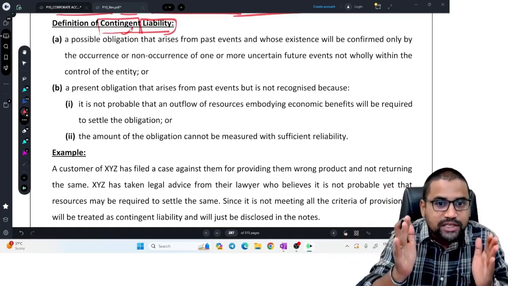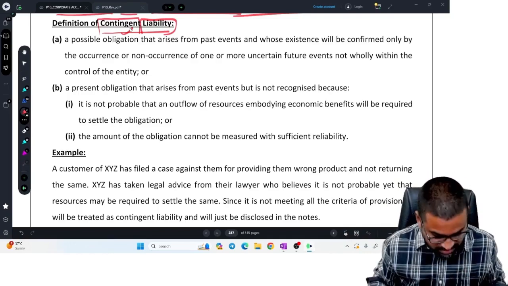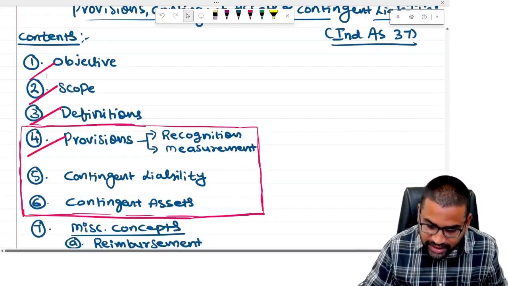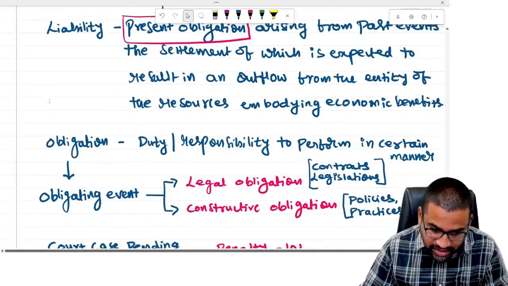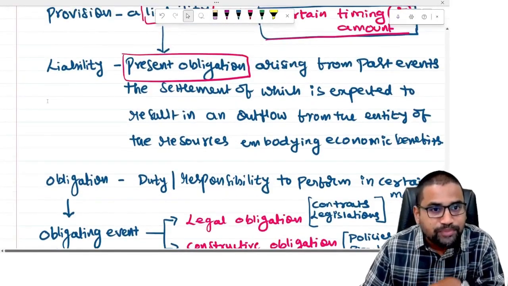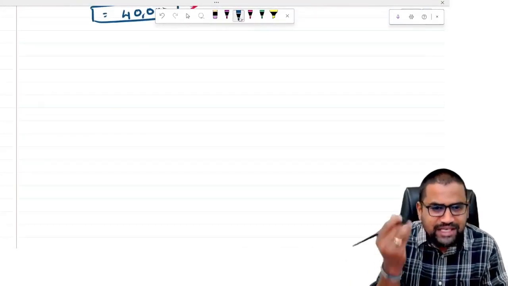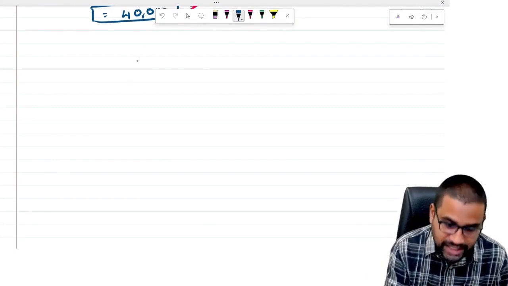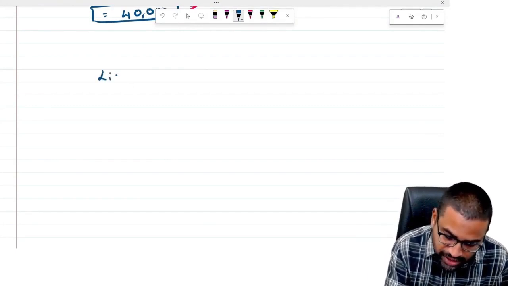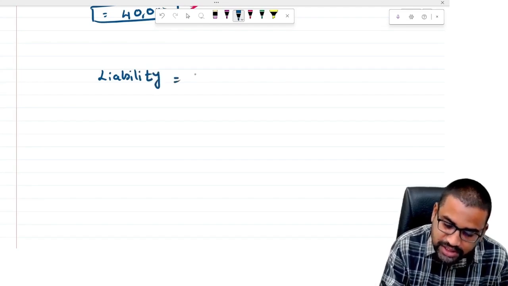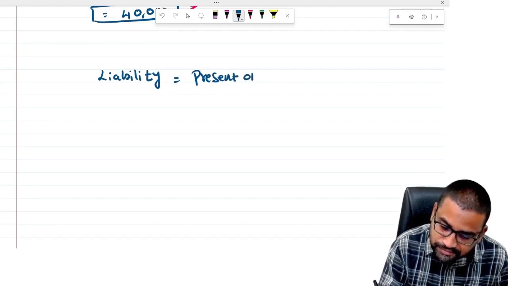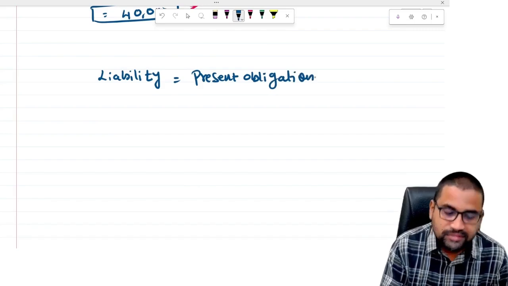Because, see, purely the definition of liability, which we discussed already: liability is a present obligation with probable outflow of resources. I will tell you in the easiest manner what is contingent liability. What are the main two things about liability? When we say something is our liability, there must be a present obligation.